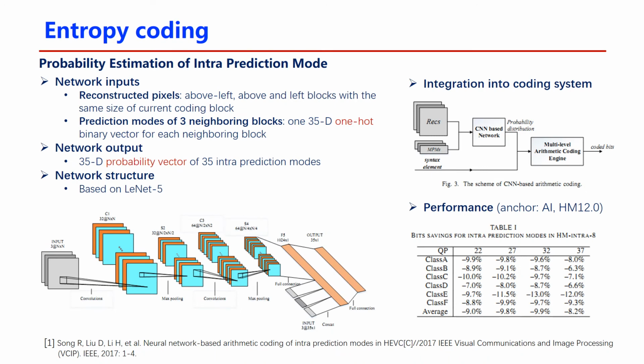Entropy coding is an interesting module that learning can help. So here's an example where the probability of intra prediction mode is estimated. Reconstructed pixels as well as prediction modes of neighboring blocks are input into the network, and a vector of probabilities of all 35 intra modes is predicted by the network. Significant coding gain is demonstrated.